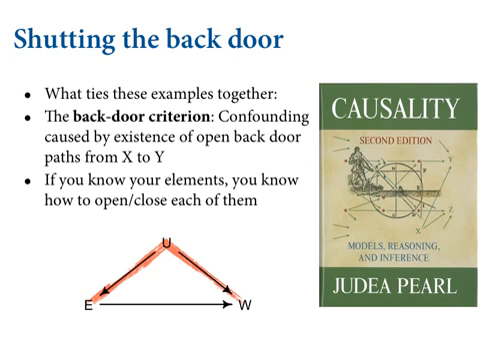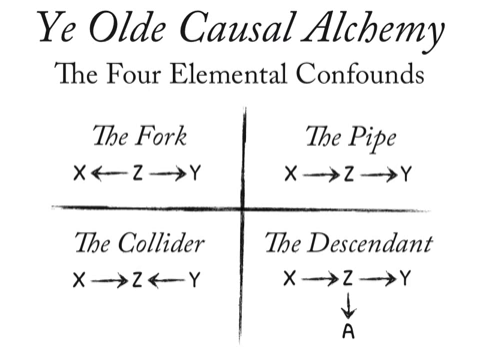And so these backdoor paths exist, and so you want some set of criteria for which variables you could include that would shut all the paths. And that's what the backdoor criterion tells you. And this brings us back to ye olde causal alchemy, the four elemental confounds. Each of these are the only ways that variables interact together in these graphs. And you know how to shut each of them. The only one I haven't explained so far is the descendant, but I'll explain that.